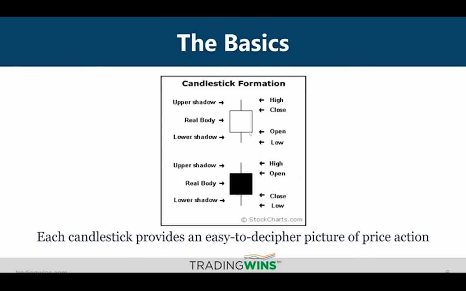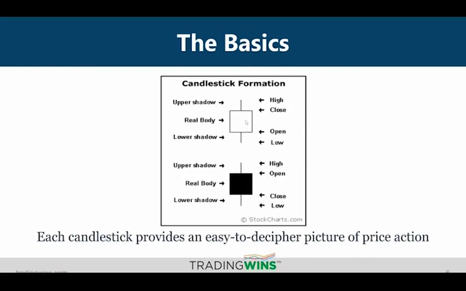So in this example, the opening price will always be at the bottom edge of the body here. So the candle's made up of the body, the difference between the open and the close. And then we have what we call wicks or tails, which are these lines that identify the high and the low point.